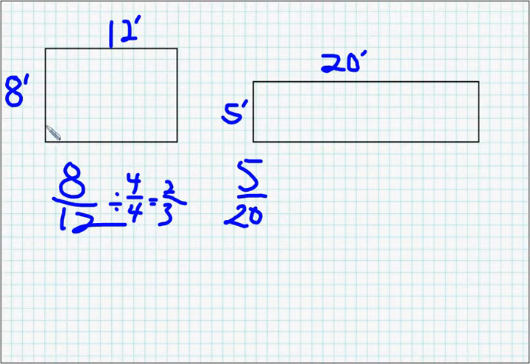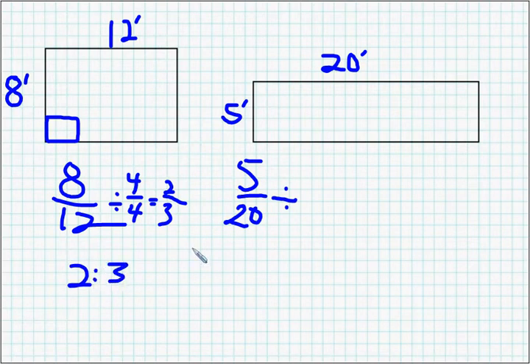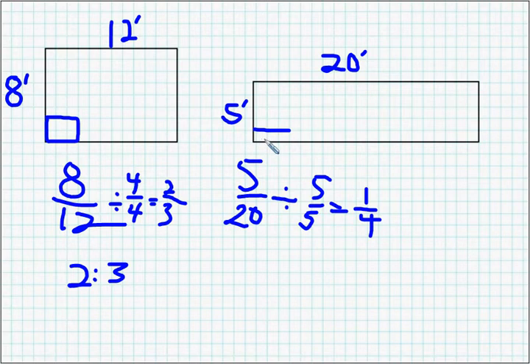For every 2 feet long, it's 3 feet wide. I just drew a proportional rectangle inside it. And let's try this one. So this has a 2 to 3 proportion. And this one is 5 by 20. So 5 divided by, the greatest common factor is 5. 5 divided by 5, 20 divided by 5. We have a 1 to 4. So for every 1 foot in length, it's 4 feet in width.